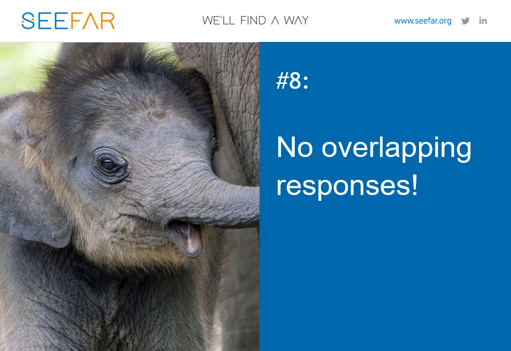Number 8, avoid overlapping responses. If response categories are not mutually exclusive, your data is not reliable. For example, if you ask someone, "Do you like Trump?" if the response options include both "no" and "he's a bad guy," you're going to have a hard time analyzing your data.